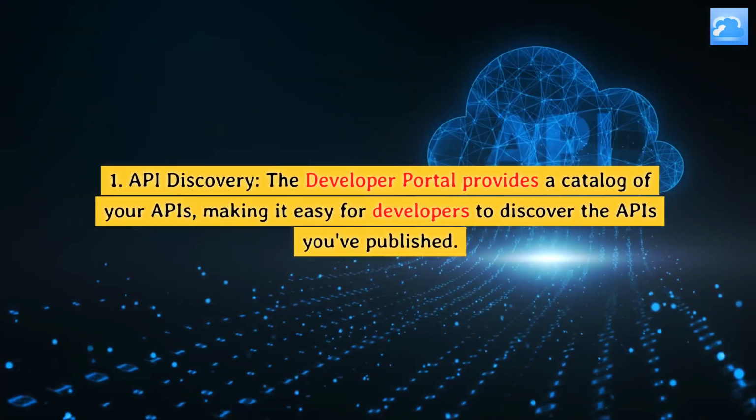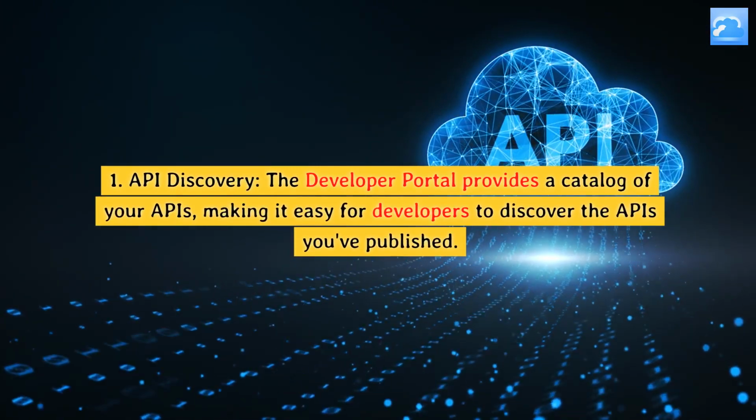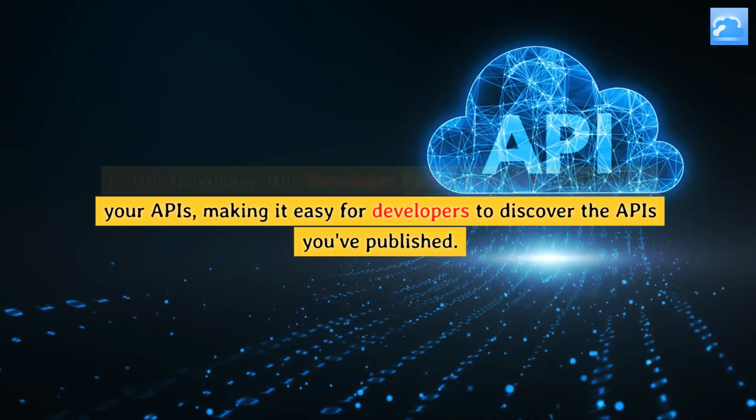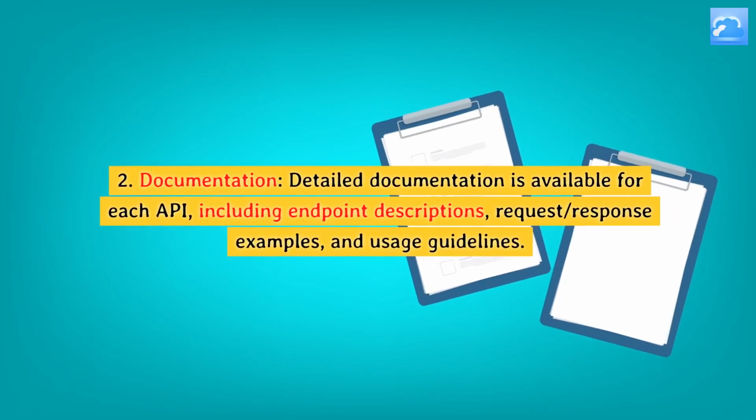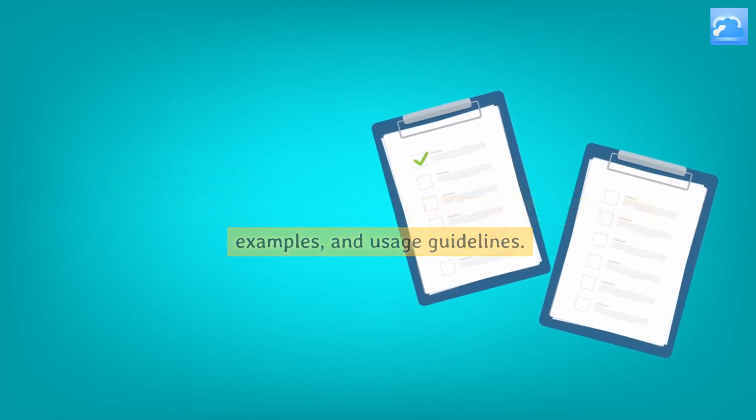Features. 1. API Discovery. The Developer Portal provides a catalog of your APIs, making it easy for developers to discover the APIs you've published. 2. Documentation. Detailed documentation is available for each API, including endpoint descriptions, request/response examples, and usage guidelines.